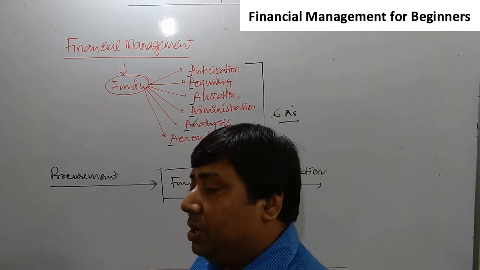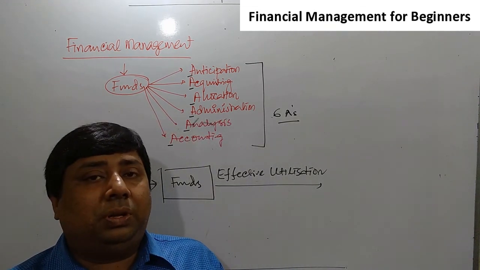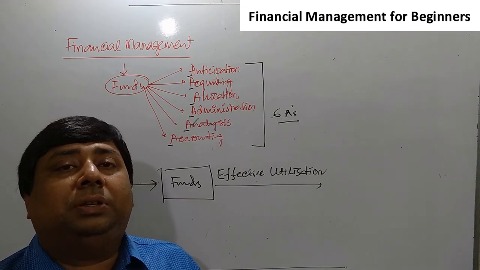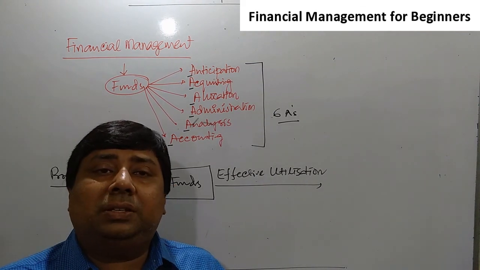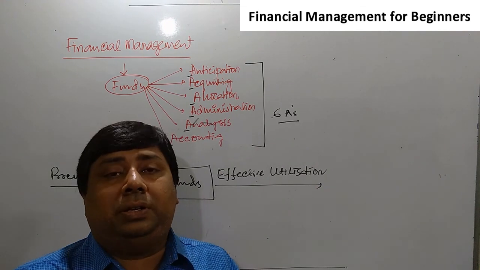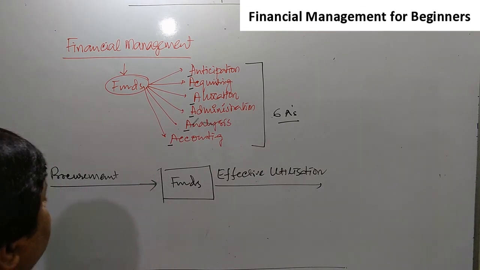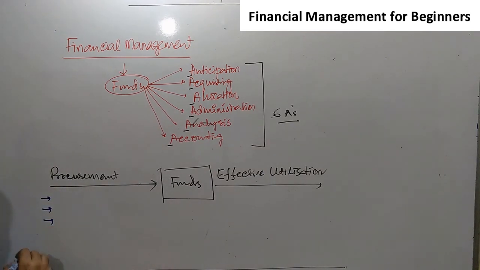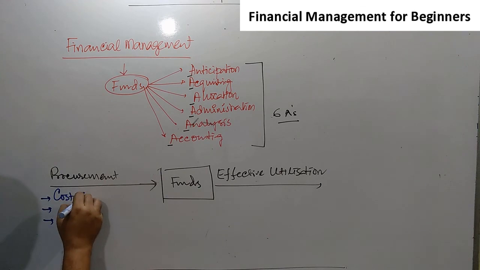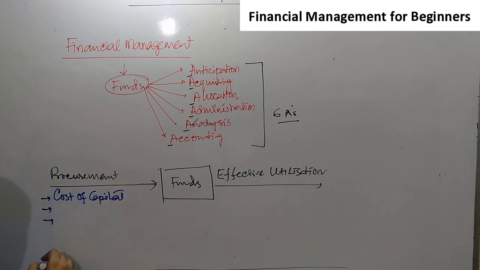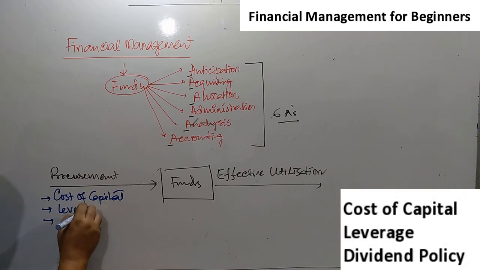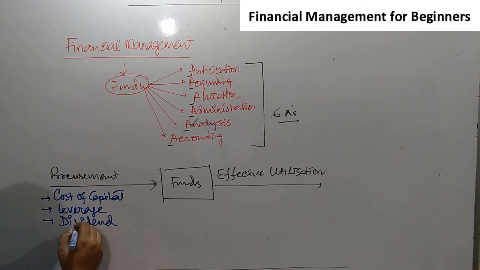Procurement of funds means organizing the business: whatever funds are required, from where we can procure them. And in case of effective utilization, how we put those funds to use to manage our business. In procurement of funds, the most notable parts I must mention are, first, cost of capital. Option 2 is leverage. Option 3, of course, dividend policy.